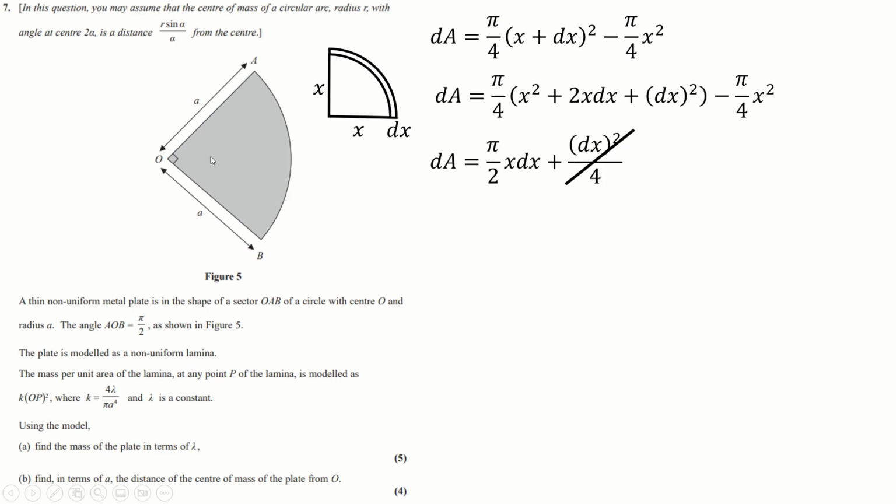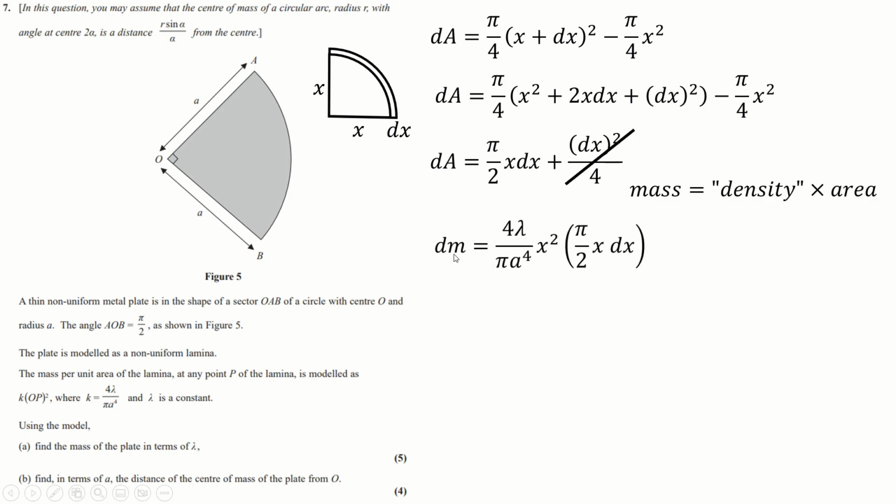And now what I'm going to do is integrate that between 0 and a. Well, firstly, I'm going to say mass is density times area, where density is this thing, k times r squared. But if I just take x to be some distance away from the origin, I can just say that's x squared. So it's going to be k times x squared times this area here, and that's going to be my little dm. It's a little dm because this is a little dA, isn't it? So small area, small mass.